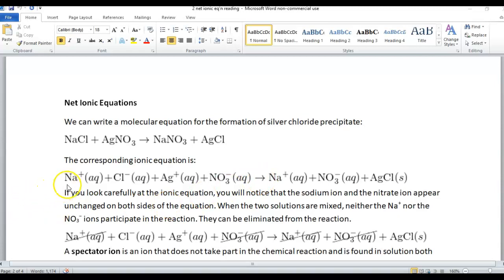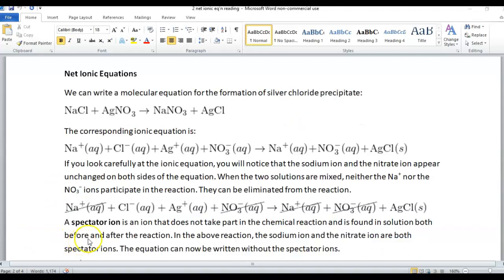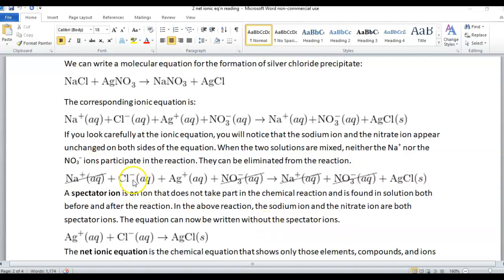In this case, sodium is here and the sodium ion is here. They're exactly the same, and so they get canceled out on each side. The same is going to be true for the nitrate. It appears on both sides of the equation, so it gets crossed out. The net ionic equation is whatever is left over.